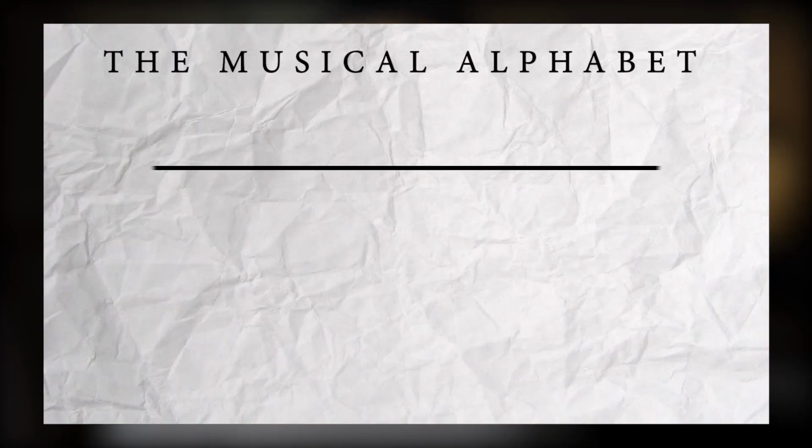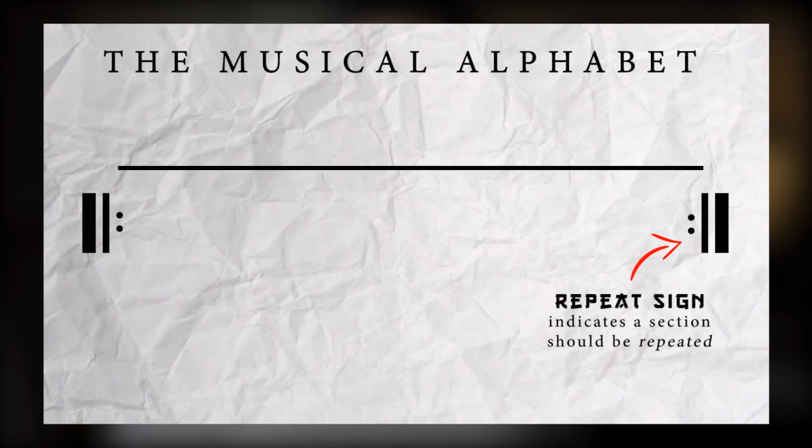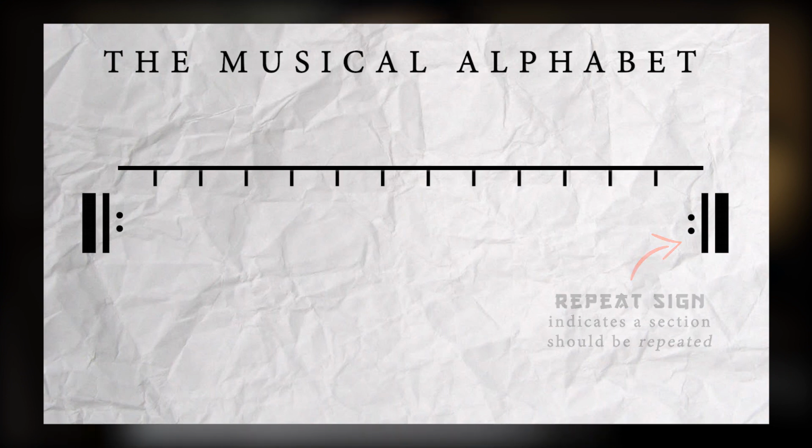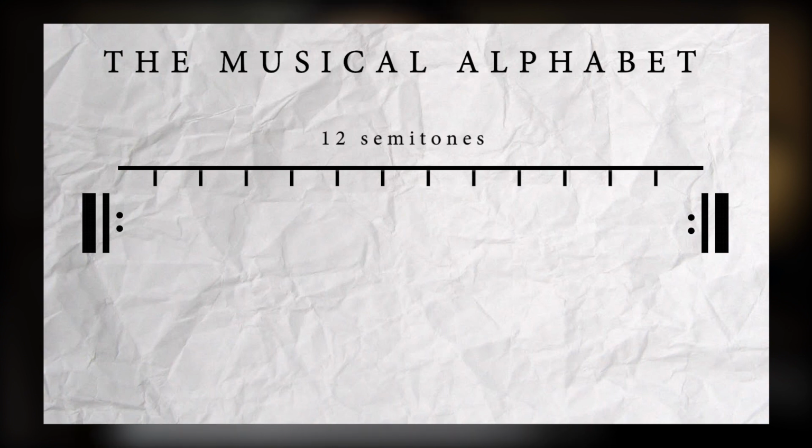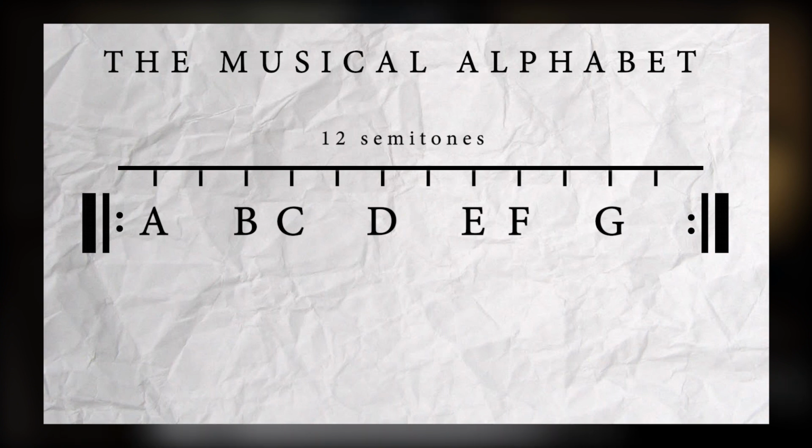Draw a horizontal line on a piece of paper with 12 tick marks, just like a number line in math class. The tick marks represent the 12 semitones. Underneath the first tick mark, put an A. Skip the next tick mark because all of the letters are a whole tone apart from each other, except for the pairs that I mentioned earlier, B and C and E and F. When you're finished, it should look like this.